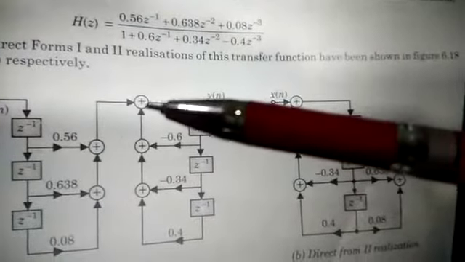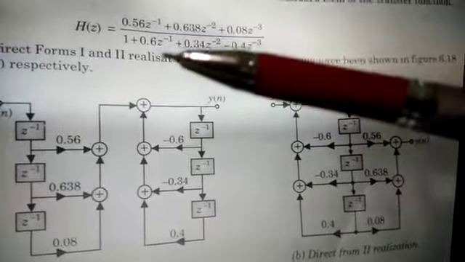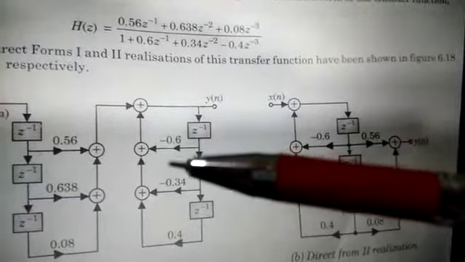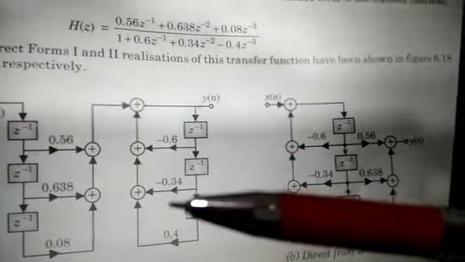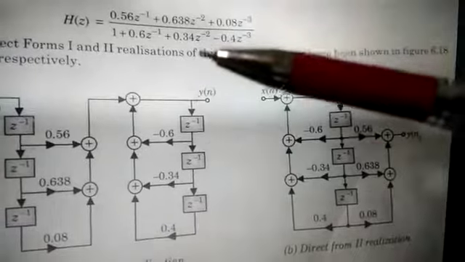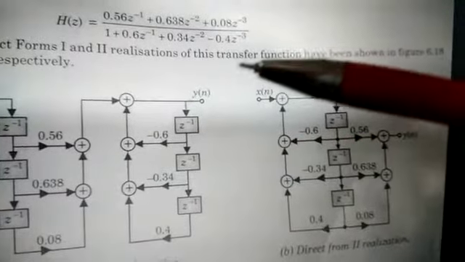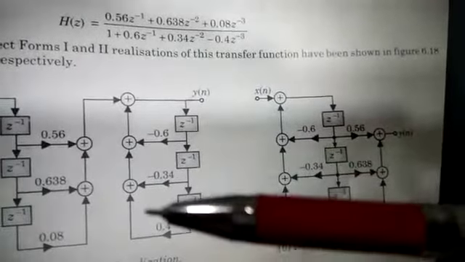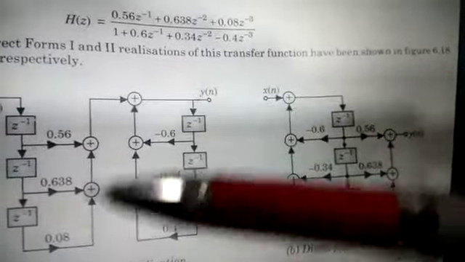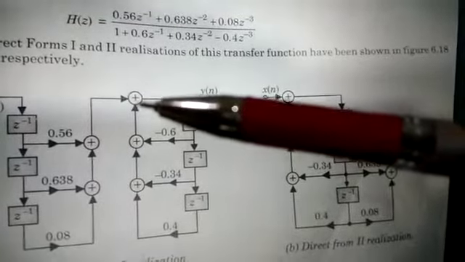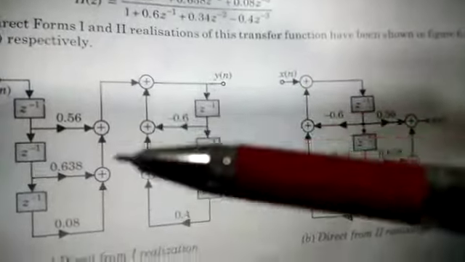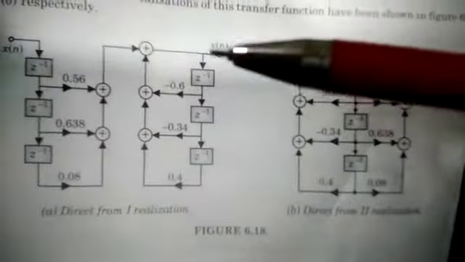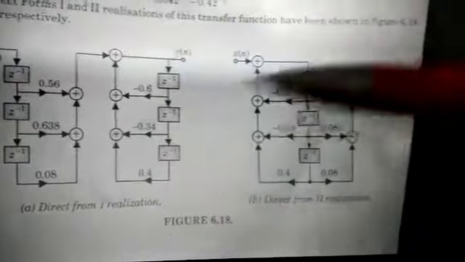And this side, this is 1 and this is y of n, so 0.6 z inverse. So you will get here minus 0.6 z inverse. You have to write minus here, minus 0.5, minus 0.34 z to the power minus 2 with these two delays, and minus this is plus 0.4 z to the power minus 3, and all these will be added. So the output of the first will be given to here. So you will get the whole direct form 1.